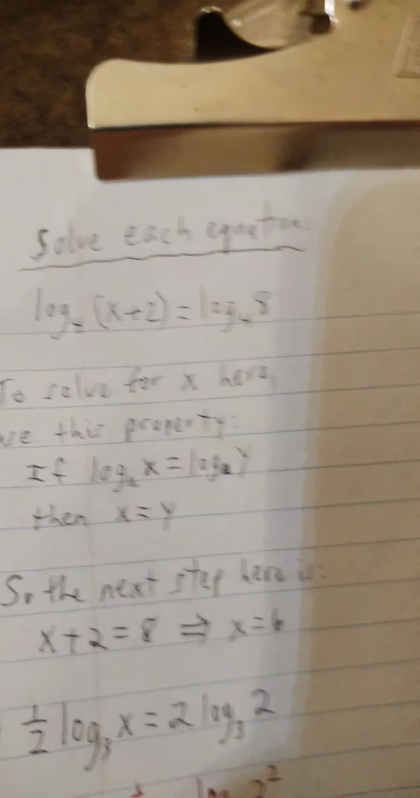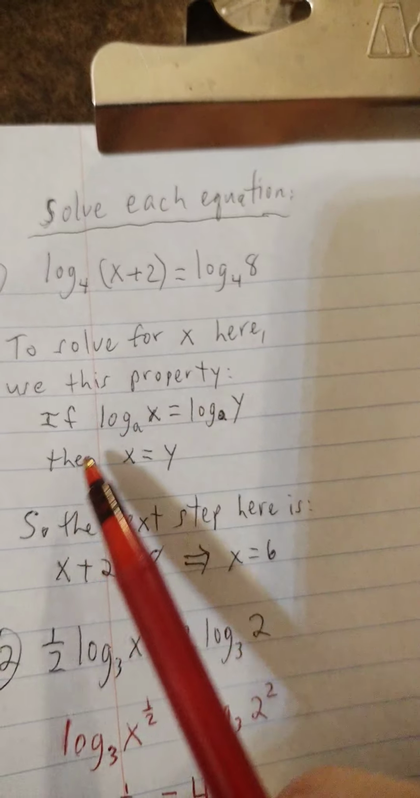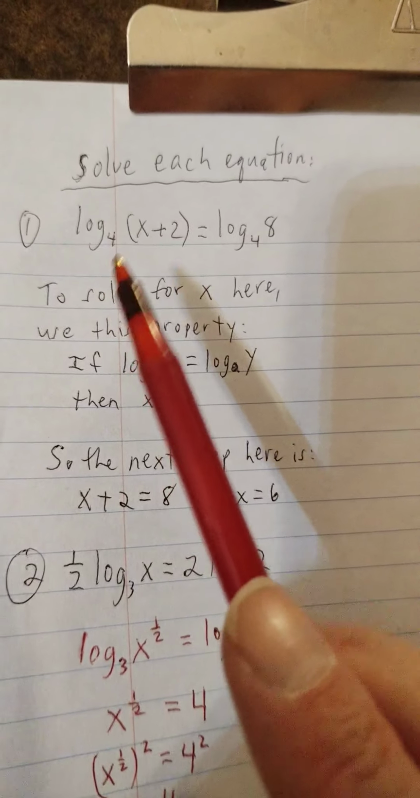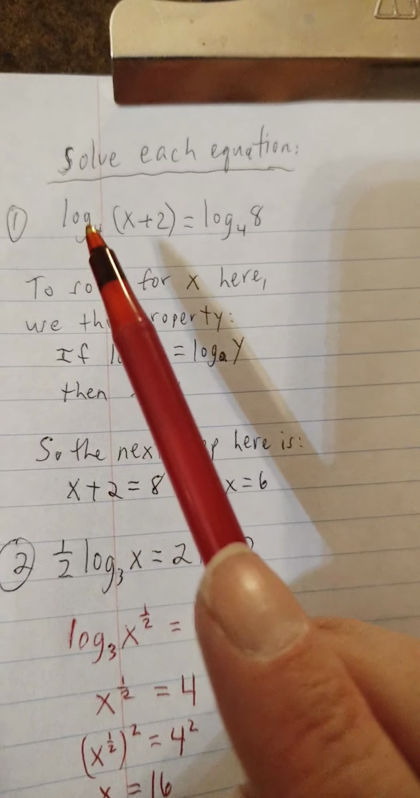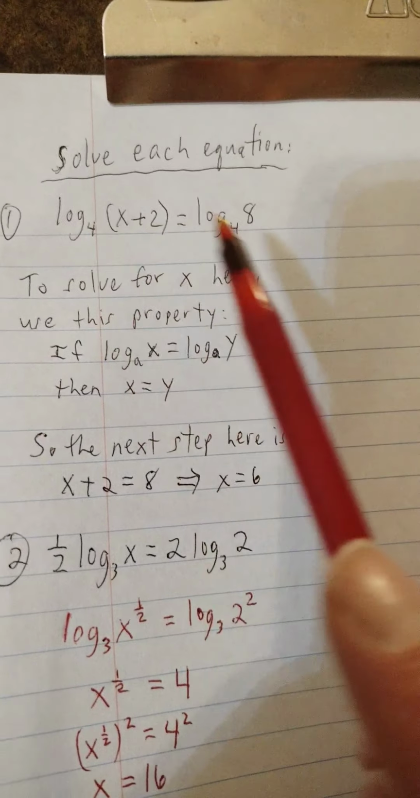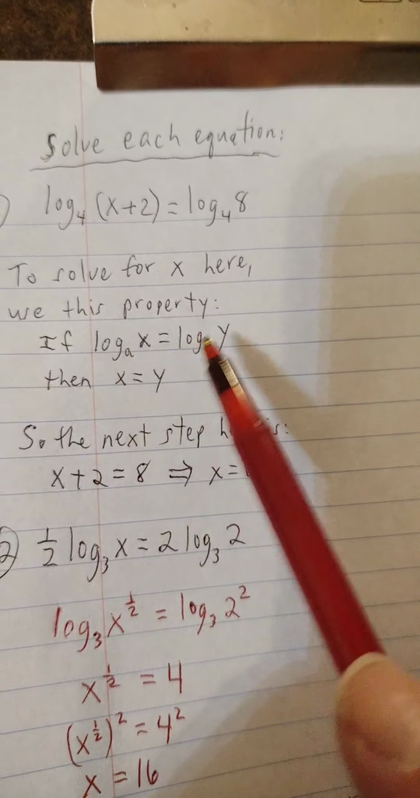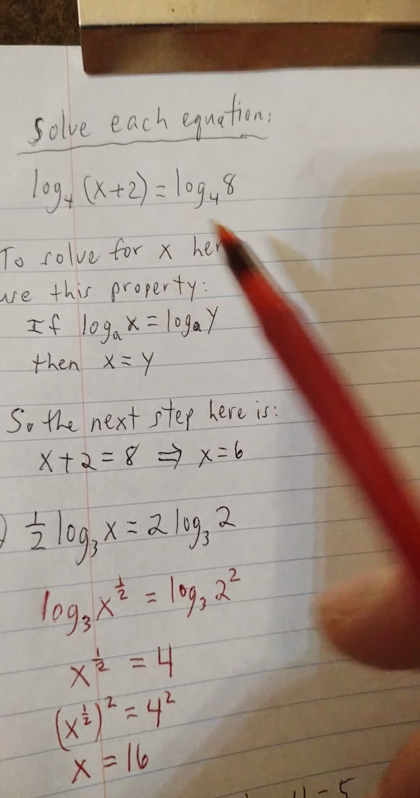Okay, let's move on to some others. We want to solve this. To solve for x here, we use this property. I already showed you this property. So you've got to go through that Rolodex of log properties. And when you see a log on both sides of the equal sign, you want to think of this property. And it's compact like a Volkswagen. So let's jump right into that property.